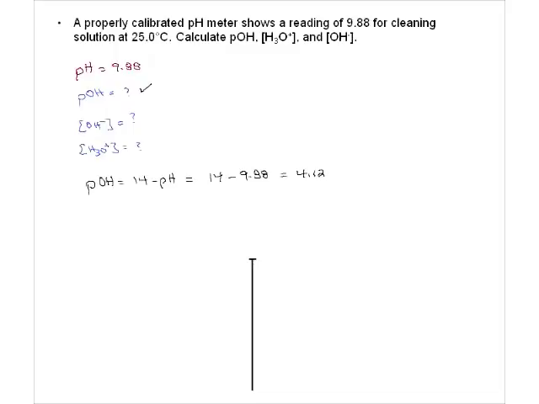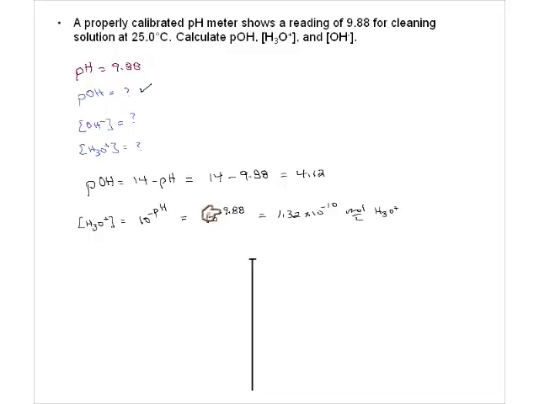It's easy to get pOH. Just subtract 9.88 from 14. pOH is 4.12. Getting the OH and H3O plus is easy enough. We can get H3O plus by saying 10 to the minus pH. There we go. It works out to be 1.32 times 10 to the minus 10.